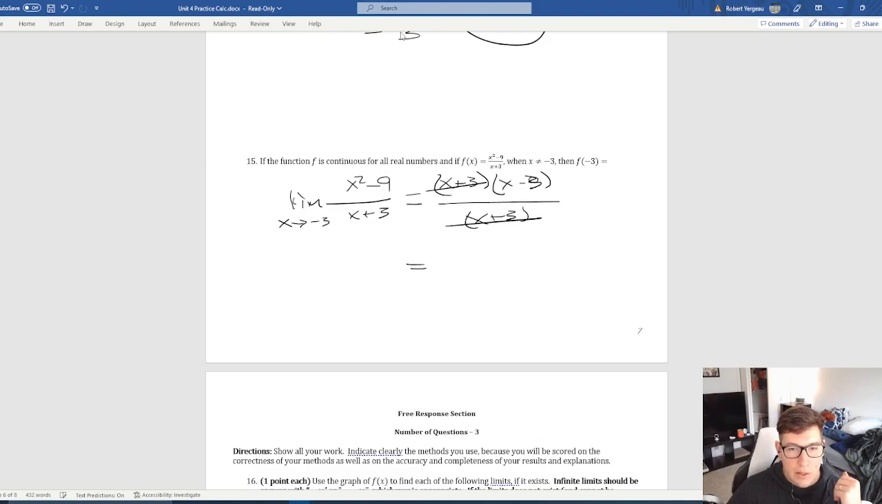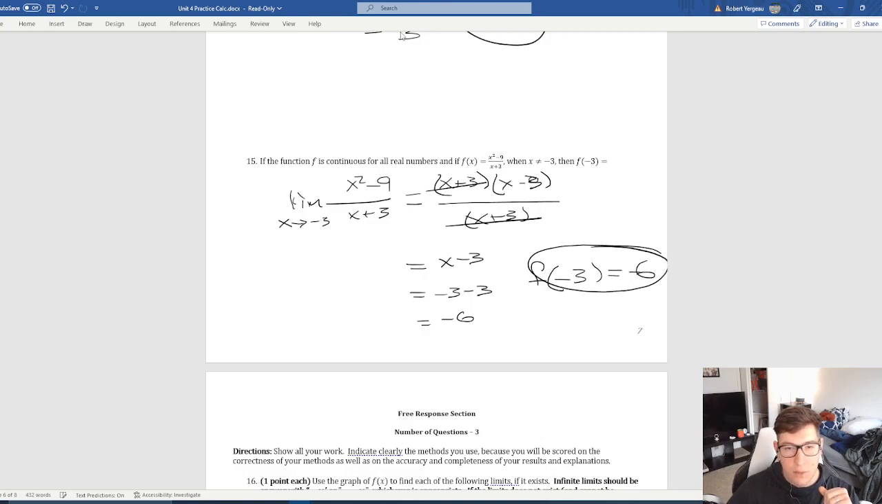And so the limit itself is going to be just looking at x minus 3. Well, now I can plug that -3 in. And so -3 minus 3 is going to be -6, which means that f of -3 has to equal -6 in order to maintain continuity.